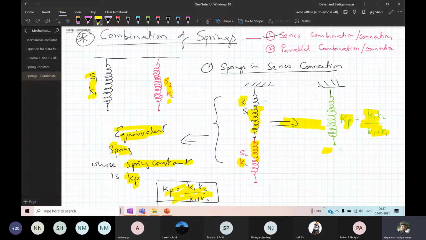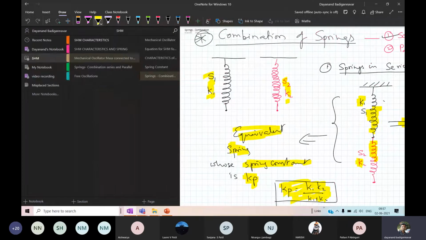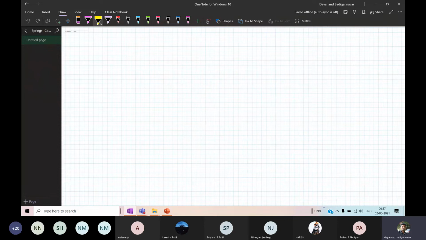So in today's class we shall prove that equivalent springs in series will give you the value of the discussion what I have told you. Okay, so let us start the first one. Springs combination, or connection.